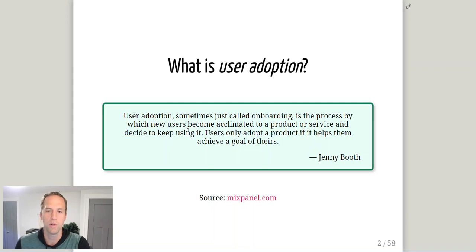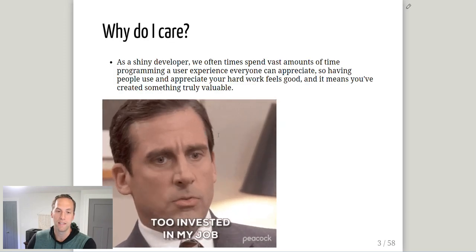So first and foremost, I thought we should start by talking about user adoption. And I framed one person's definition of user adoption here. So I'll just read it aloud. User adoption, sometimes just called onboarding, is the process by which new users become acclimated to a product or service and decide to keep using it. So users only adopt a product if it helps them achieve a goal of theirs. And this is from Jenny Booth from mixpanel.com. I thought that was particularly useful in framing today's topic.